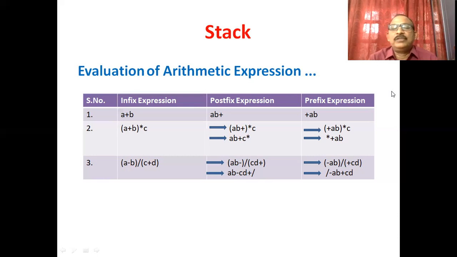And in prefix expression, first we write the operator followed by the operands. A minus B is converted into minus AB. C plus D is converted into plus CD. Now you can see there are two operands, minus AB and plus CD. And the operator is the division operator. So first we write the division operator followed by the first operand minus AB and followed by the next operand plus CD. So this way we can convert a given infix expression into a corresponding equivalent postfix expression and a prefix expression. Is it clear?